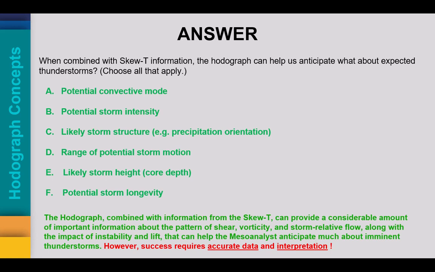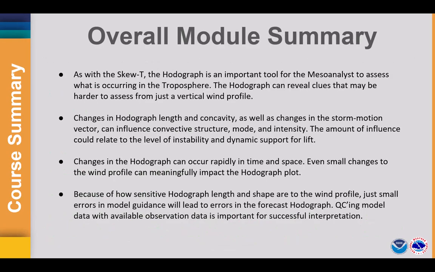However, success of mesoanalysis, especially as you go down to the storm scale level, requires accurate data and interpretation. So here's a summary of our module. As with the skew-T, the hodograph is an important tool for the mesoanalyst for assessing what is happening. It can reveal clues that may be harder to assess just from looking at the vertical wind profile. Sometimes those clues are more subtle on the VWP.